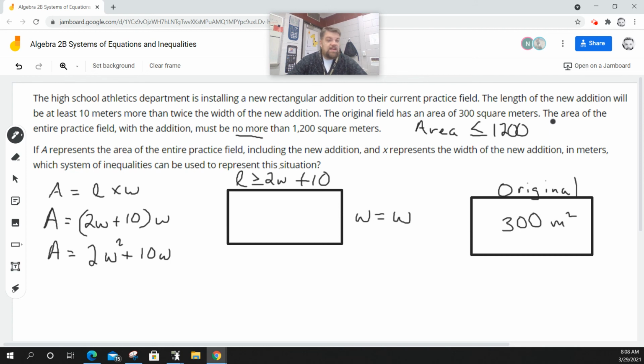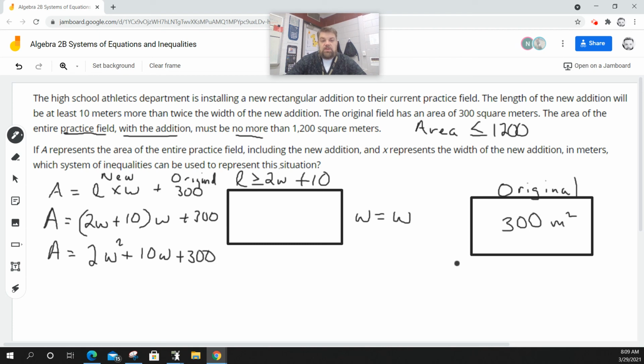I think we're tacking on this plus 300, right? Because this plus this is the total, right? So it says the practice field with the addition. So I think if I were to talk about the area, there's the area of the new plus the original. So this would be plus 300. This would be plus 300. And this would be plus 300. Okay.